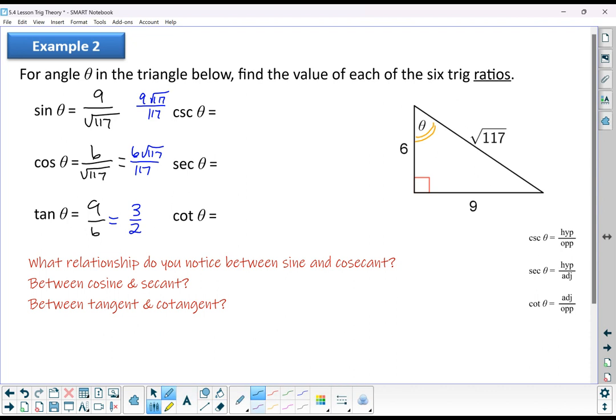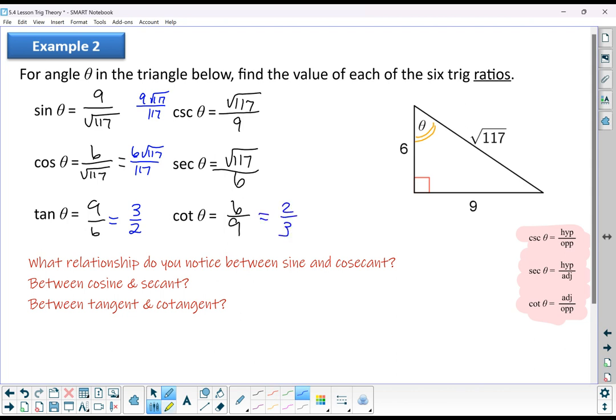Okay, so we have given the sine, cosine, and tangent. Let's do the cosecant, secant, and cotangent. I have those listed over here since those are new to us, so that we can refer to them. The cosecant is hypotenuse over opposite, so that will be root 117 over 9. The secant is hypotenuse over adjacent, which will be root 117 over 6. And the cotangent is adjacent over opposite, which is 6 over 9, and we can simplify that to 2/3.